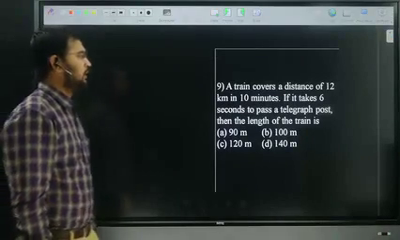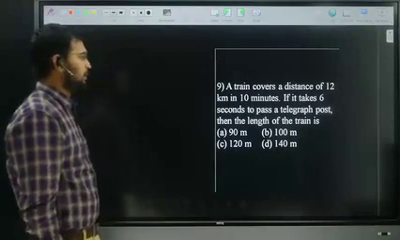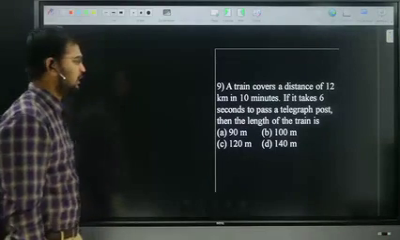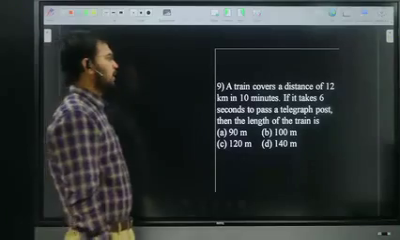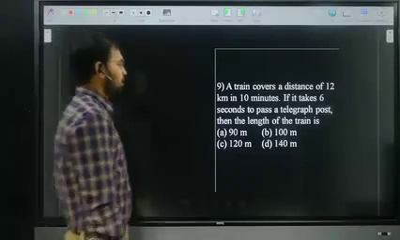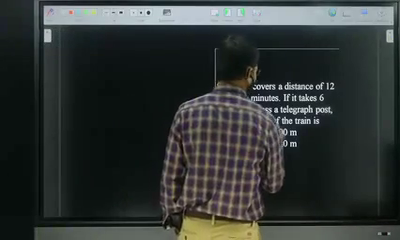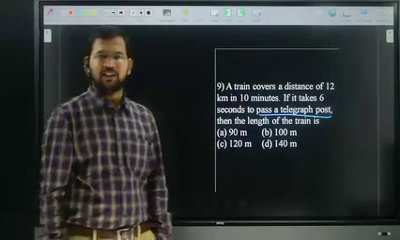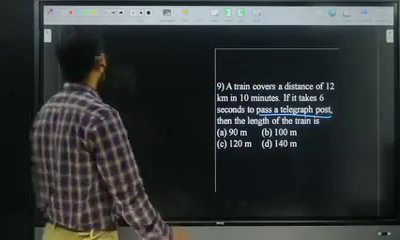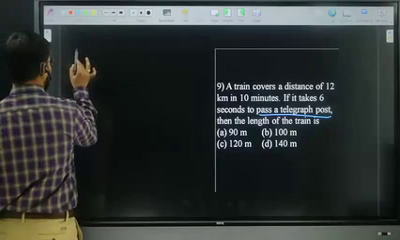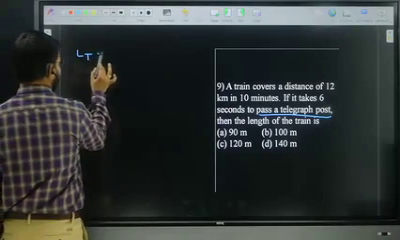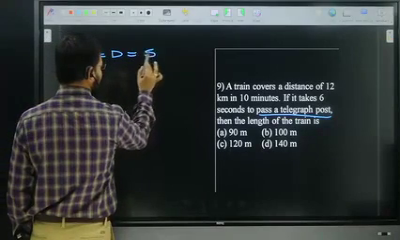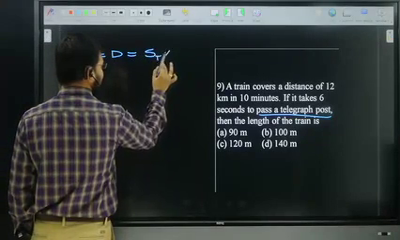A train covers a distance of 12 kilometers in 10 minutes. If it takes 6 seconds to pass a telegraph post, then the length of the train is dash. Here they're asking the length of the train. Whenever a train passes a telegraph post, distance is nothing but the length of the train. Distance is nothing but speed into time, speed of the train into time.